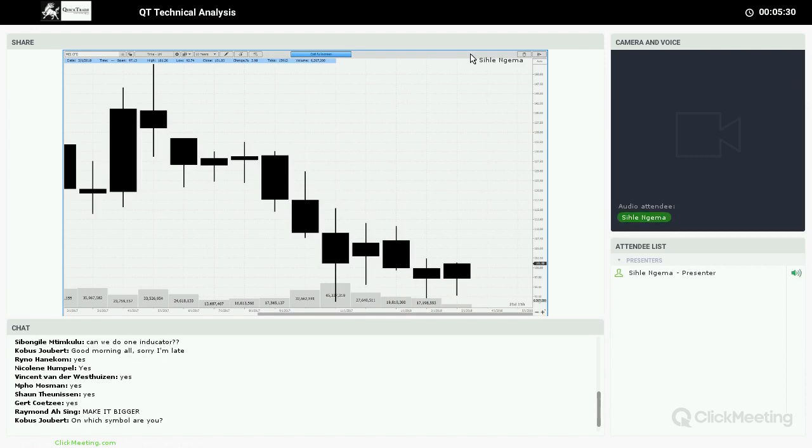Now, the candlestick study. I am right now on a 1 month time frame. I am on a 1 month time frame. I am in a chart of Mediclinic. Mediclinic 1 month chart.